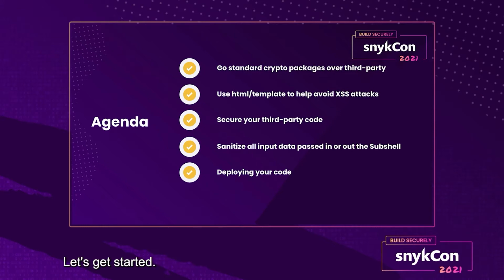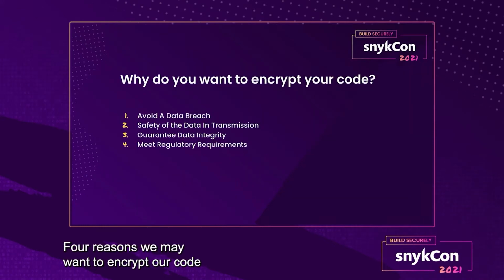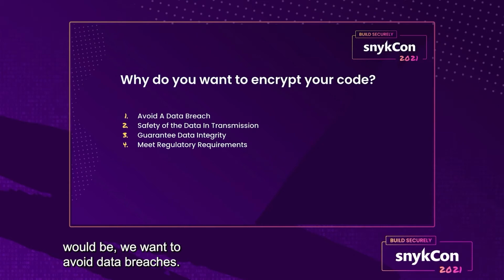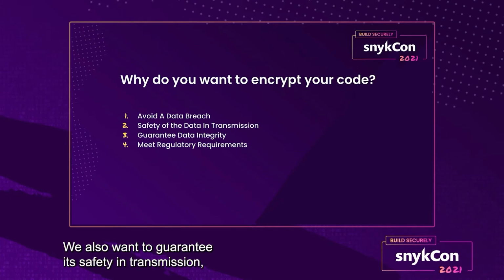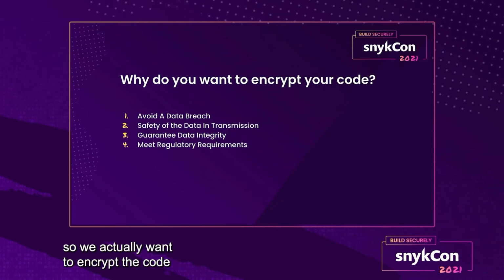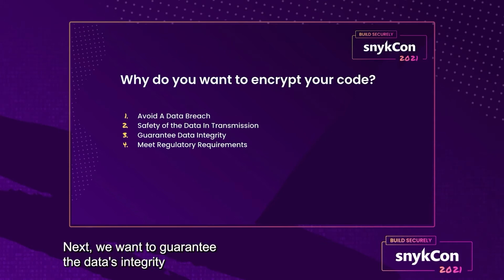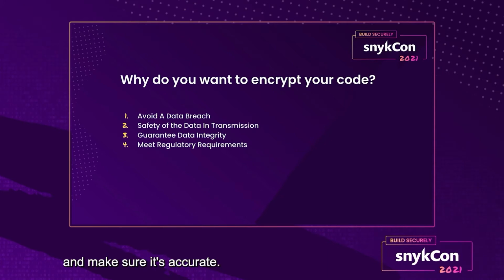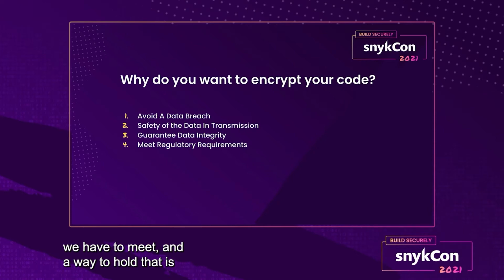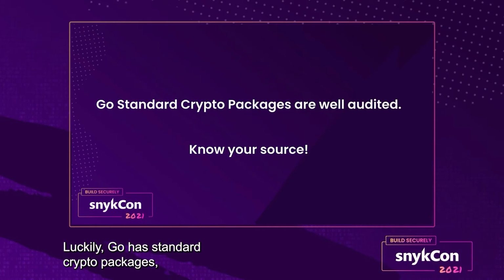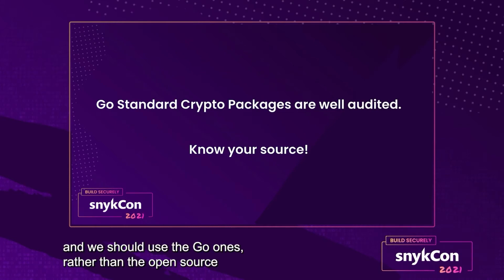Let's get started. 4 reasons we may want to encrypt our code would be: we want to avoid data breaches. We don't want anyone to steal our code and use it in a malicious manner. We also want to guarantee its safety in transmission, so we actually want to encrypt the code before we transport it. Next, we want to guarantee the data's integrity and make sure it's accurate. And lastly, we all have some regulatory requirements we have to meet, and a way to hold that is to actually encrypt our data.